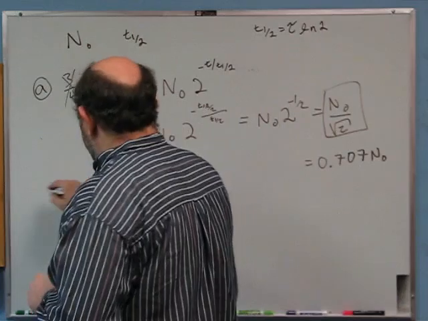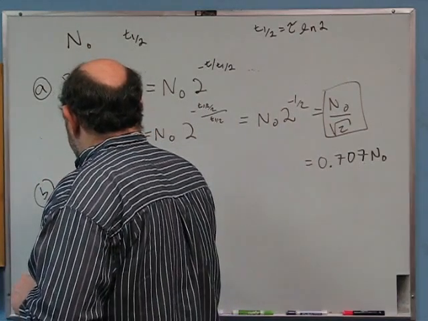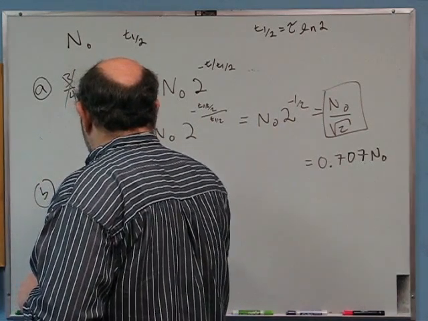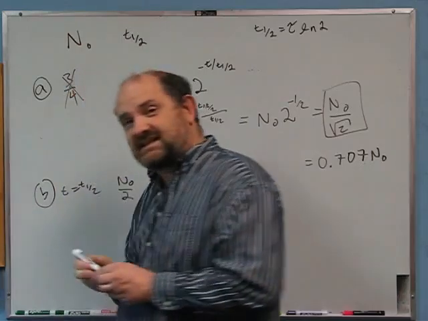Interesting. Okay, problem B is easy. At t equals t1/2, N0 over 2 particles are left, because that's the definition of the half-life.